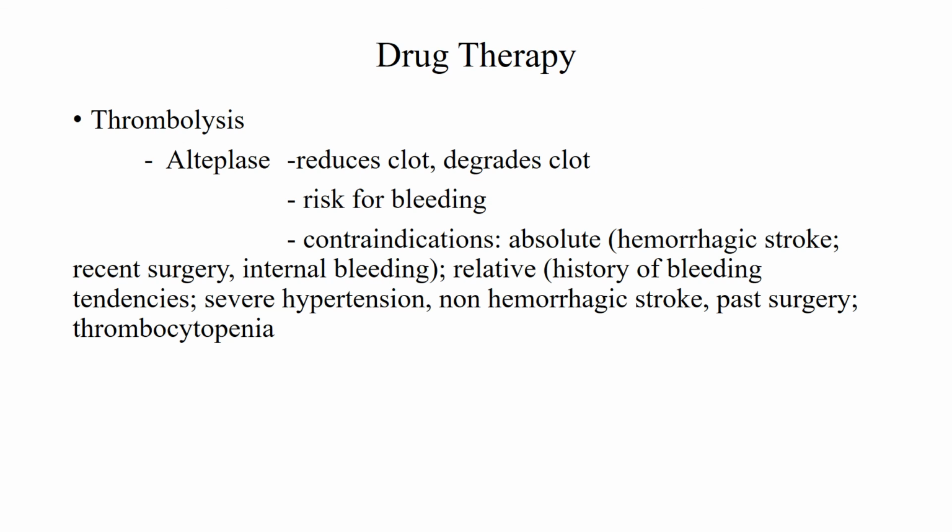Thrombolytics are another category of medications for pulmonary embolism. Examples are alteplase, the TPA, and streptokinase. The mode of action is that it degrades clots, it breaks down clots. A side effect or a risk of taking thrombolytics is the risk for bleeding.